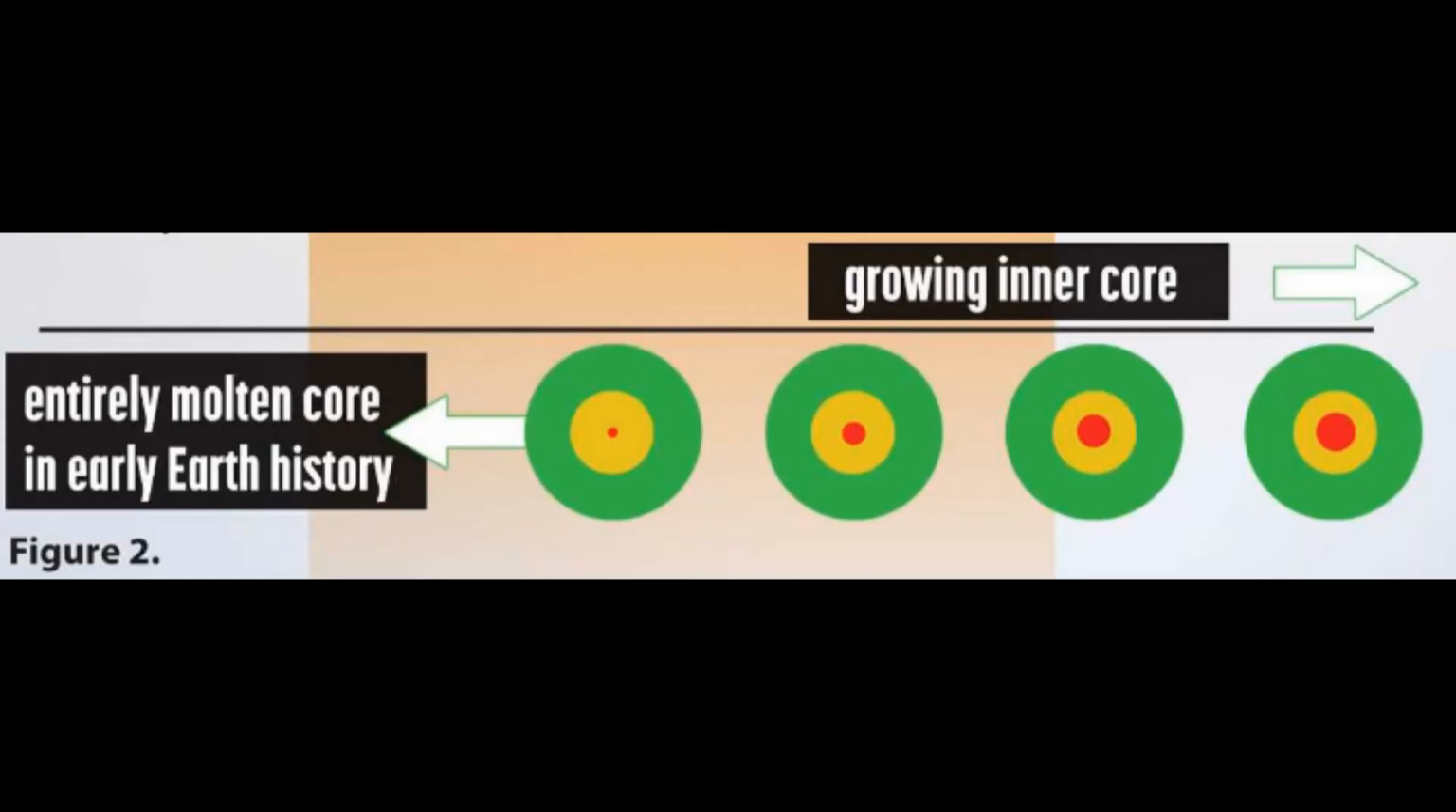By studying the inner core for years and years, scientists have discovered that it is actually growing by about 1 millimeter per year.